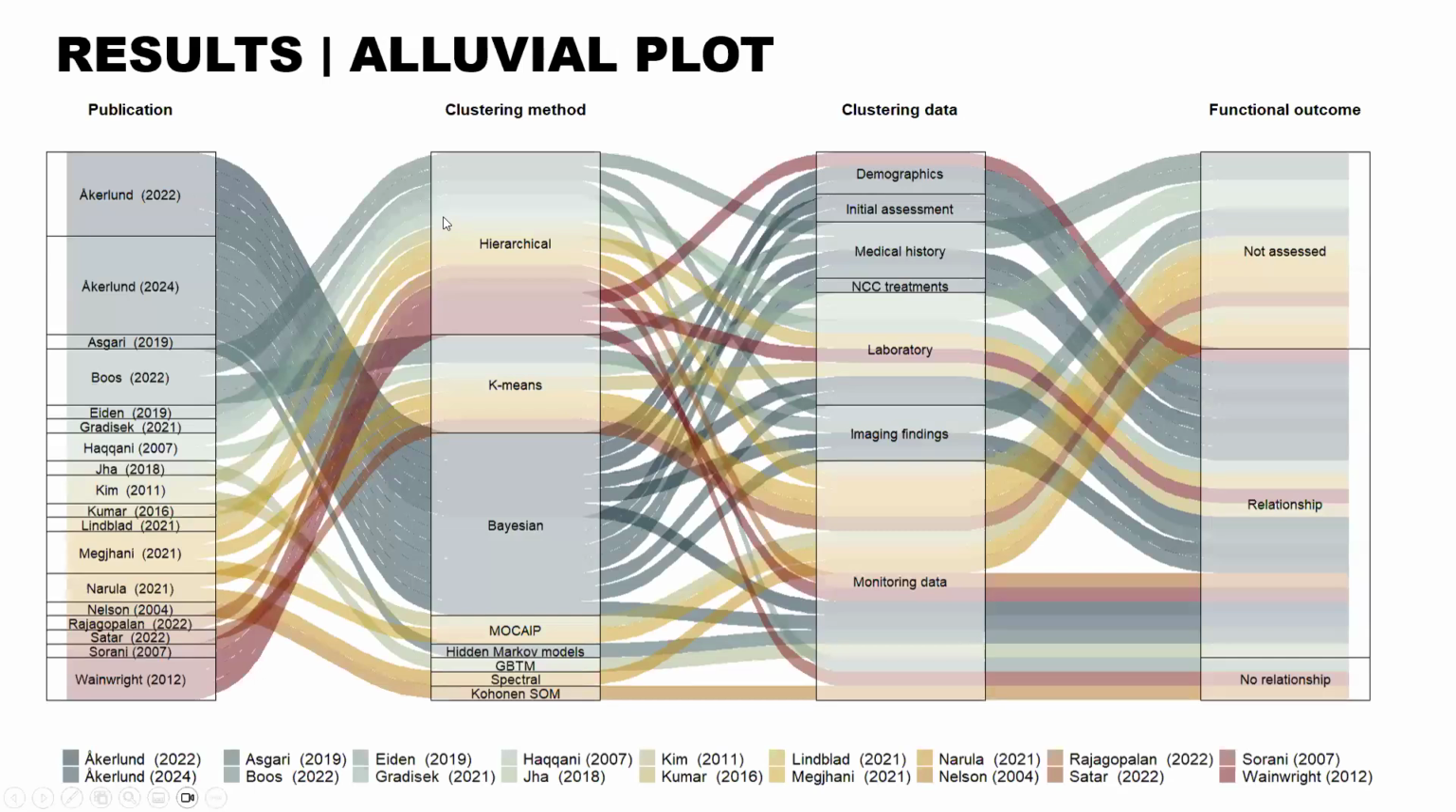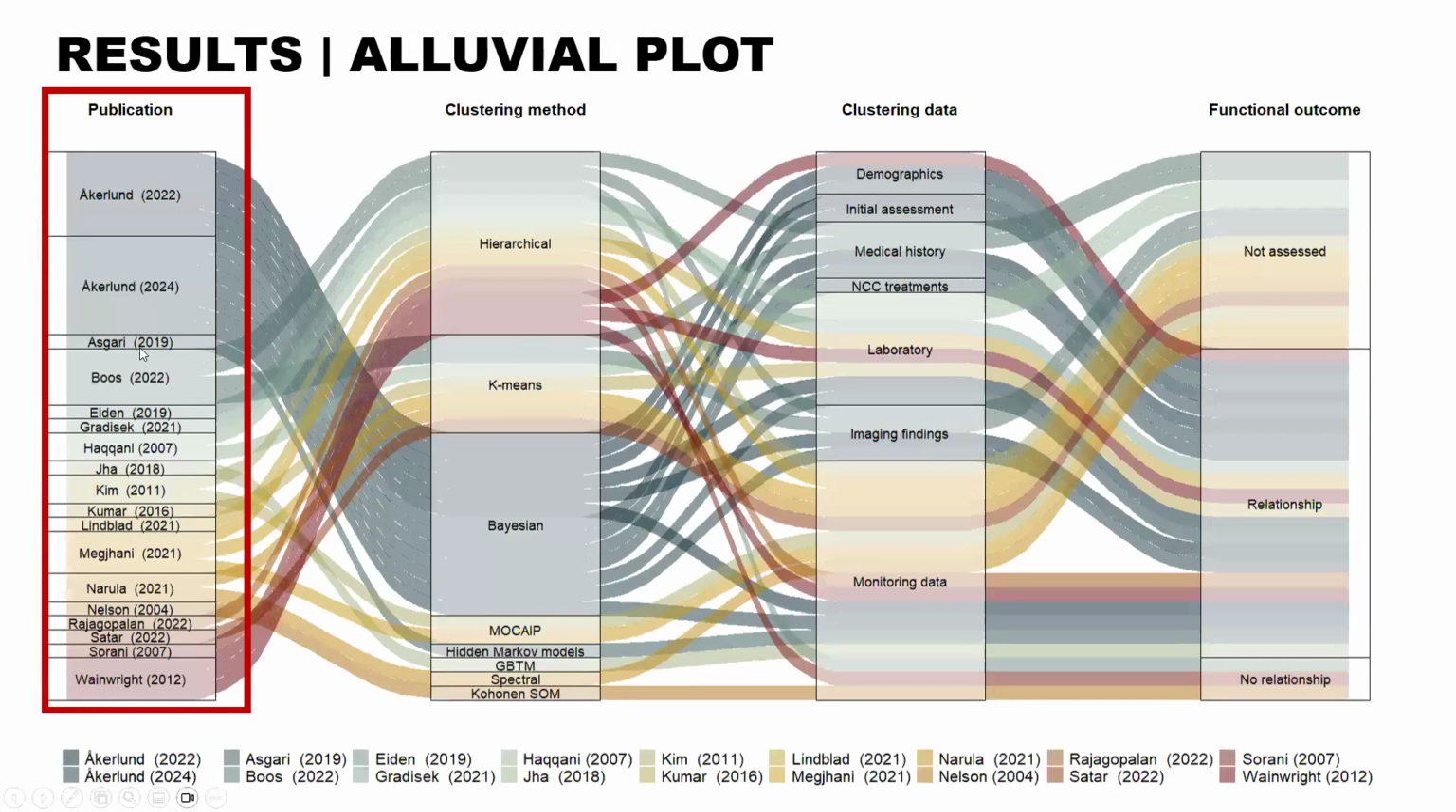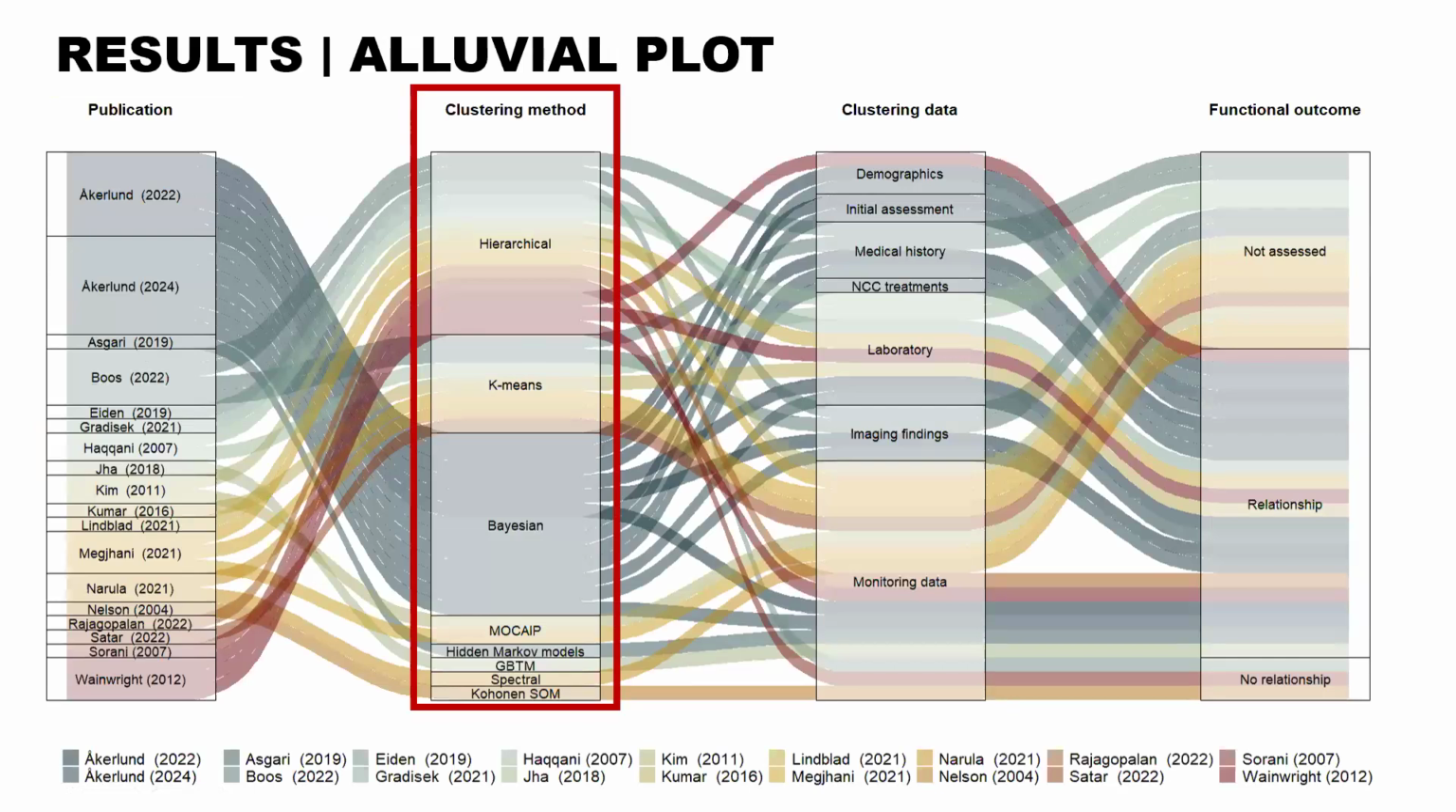So now you have seen some examples of what has been studied, and we were also interested to summarize all these results in one figure. This is what we did in this alluvial plot. So 18 studies in the first column, you can see they are alphabetically listed. And in the second column, you can see the various methods, from the traditional methods like k-means, hierarchical clustering, towards these novel methods, which include, for example, this Bayesian approach.